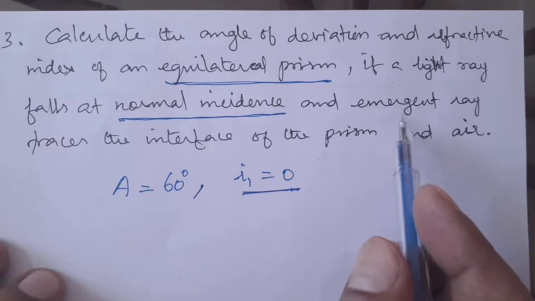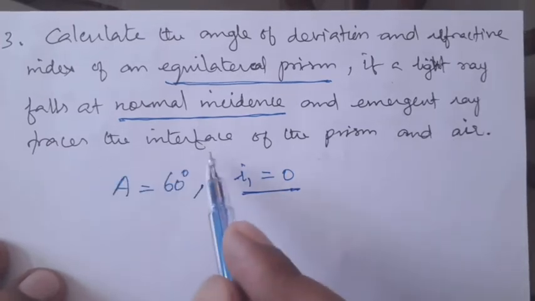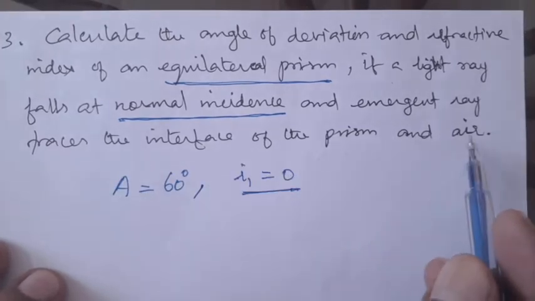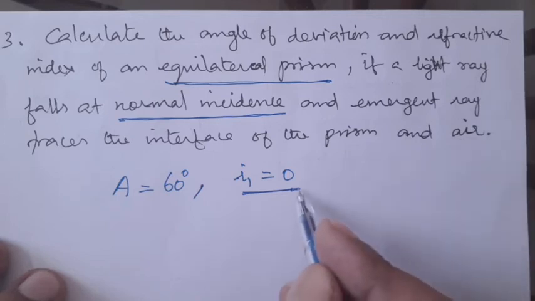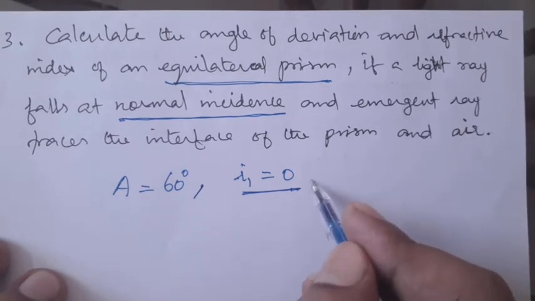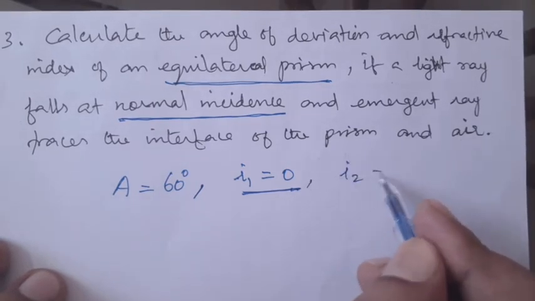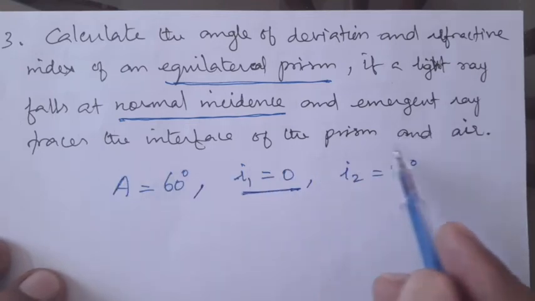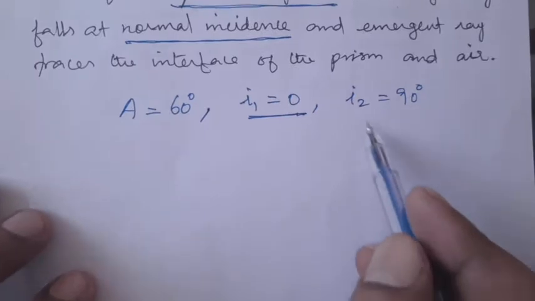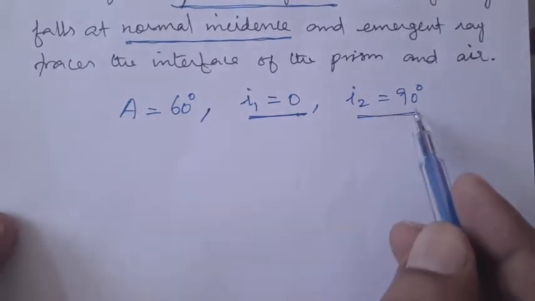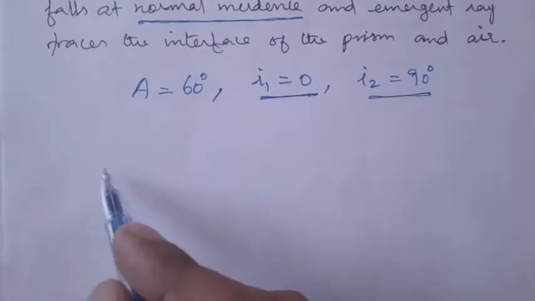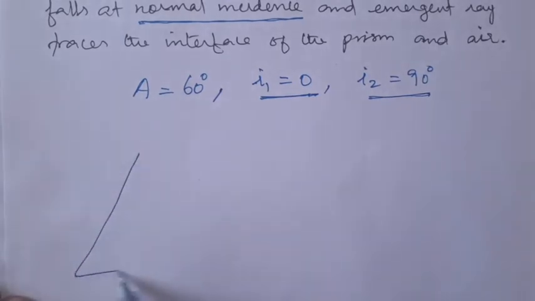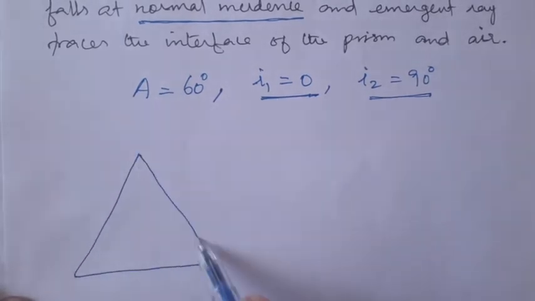And the emergent ray traces the interface of the prism and air. Again here your I2 value is 90 degree, I2 equal to 90 degree, because the emergent ray traces the interface of the prism and air. So these are all the values given. I will explain this with a supporting diagram.